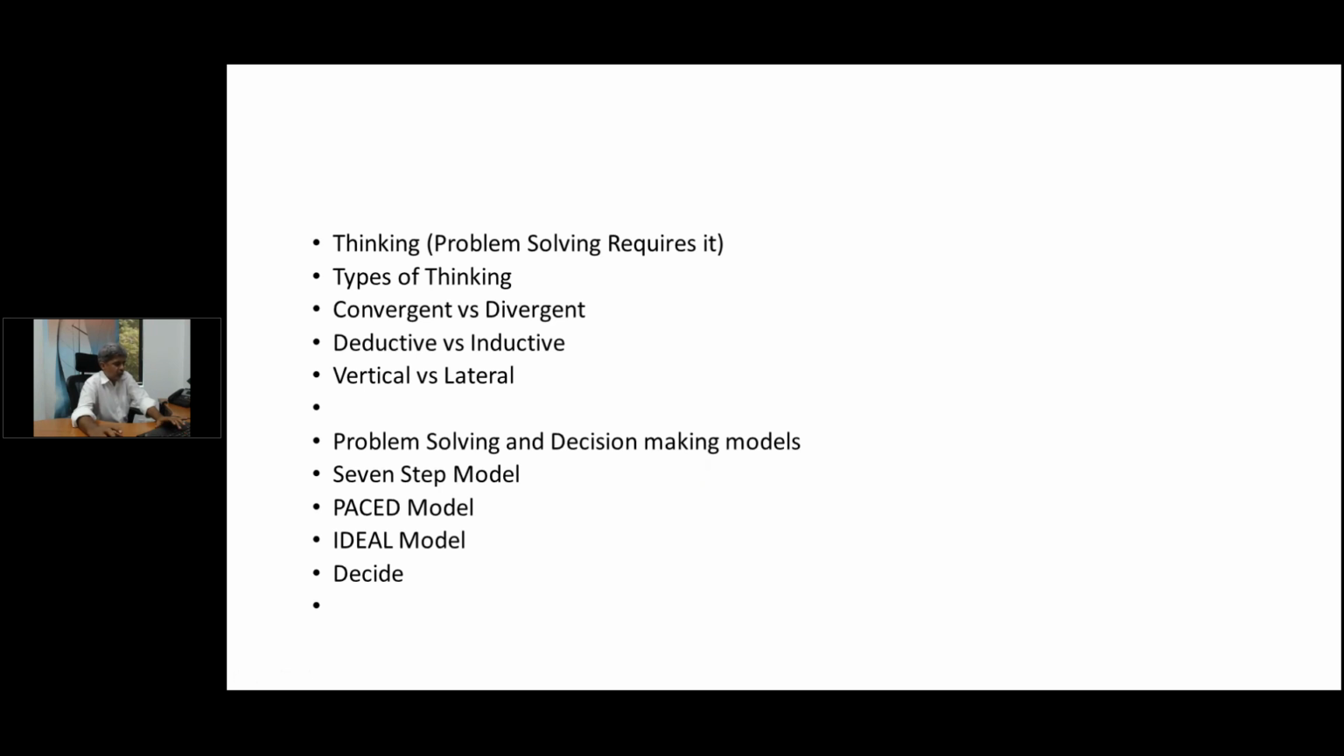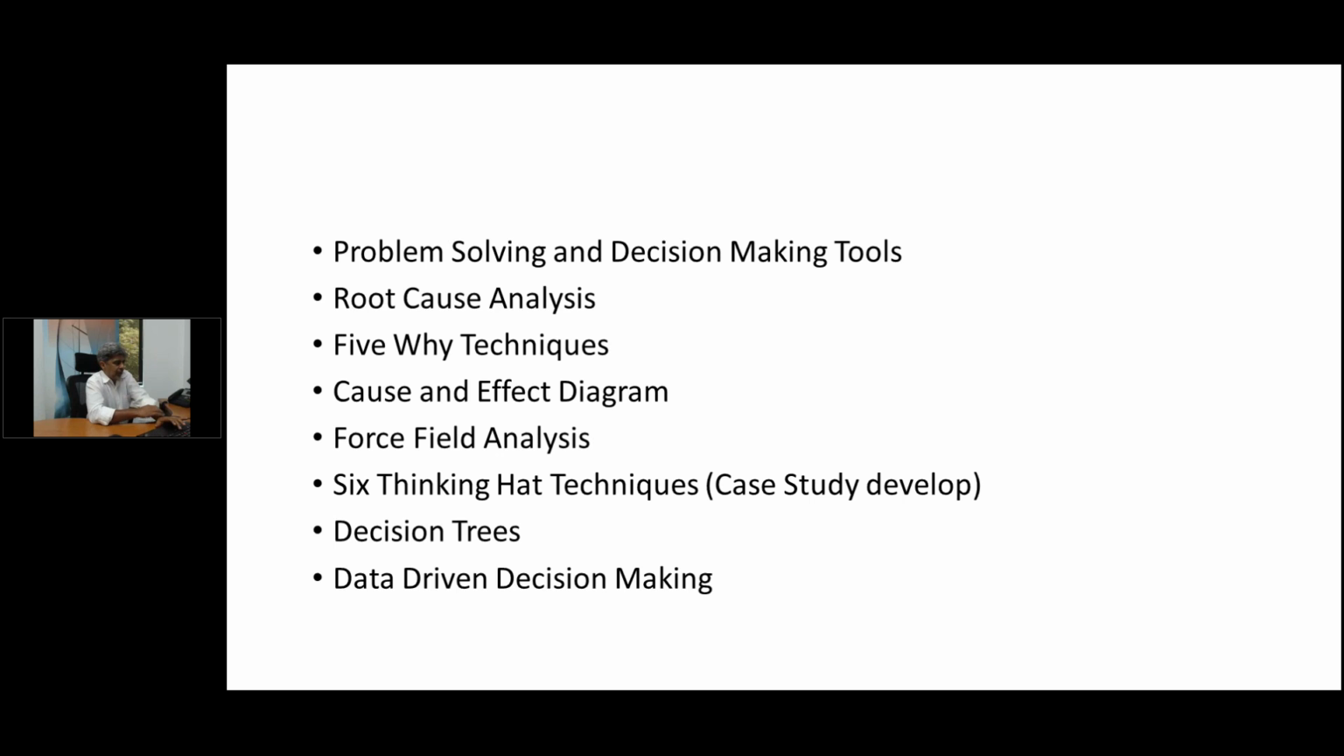The problem-solving decision-making model is the 7-step model, which is the unified model. Then we have the PACE model, then we have the IDEAL model, and then we have the DECIDE model, and we will see what these models are all about. And then we will have certain decision-making tools that we will look into: root cause analysis, the 5 Why technique, cause and effect diagram, force field analysis, Six Thinking Hats, the decision tree, and data-driven decision making.